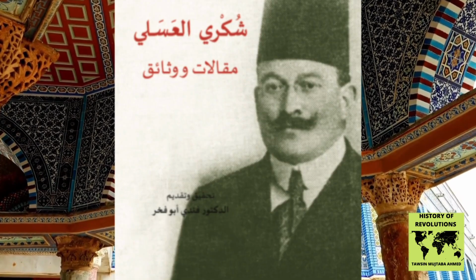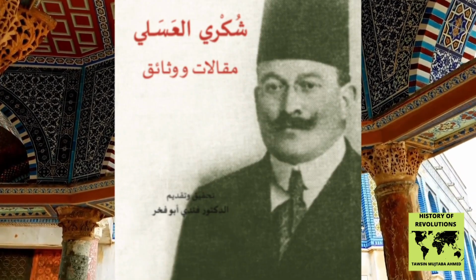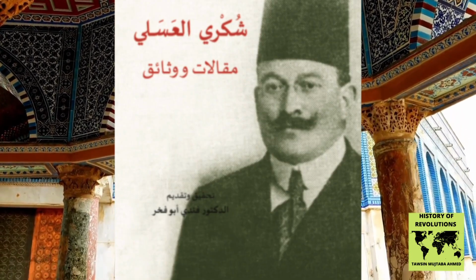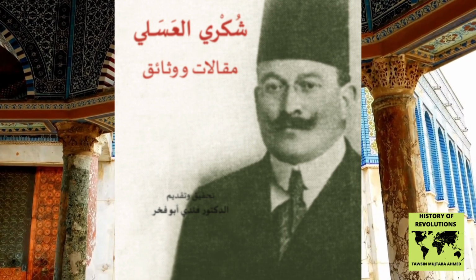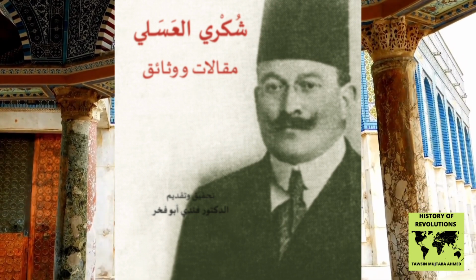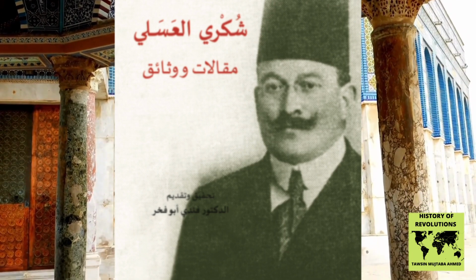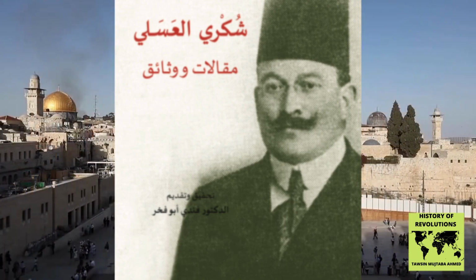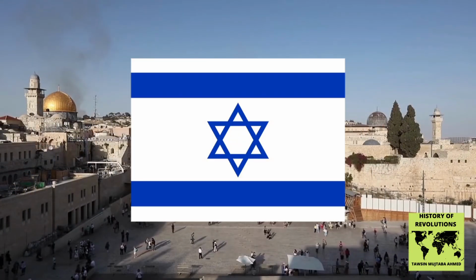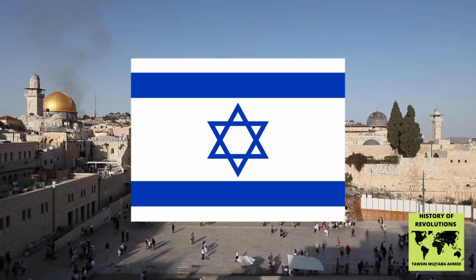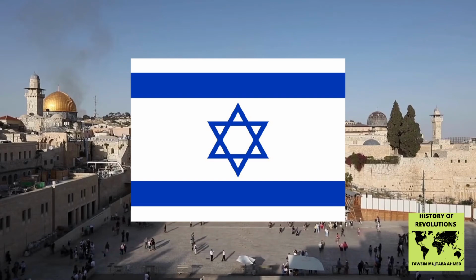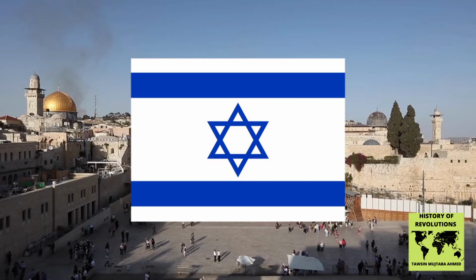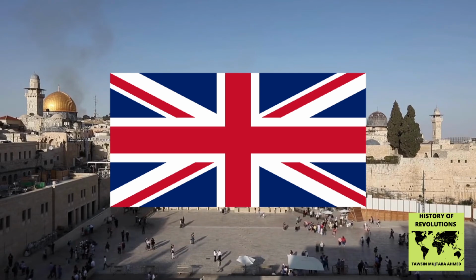However, Shukri al-Asali was eventually executed by the Ottoman government. Therefore, the last flame of Ottoman resistance to the Zionist project was extinguished. The Zionists eventually began to gain control of Palestine after the collapse of the Ottoman Empire and the British occupation of Palestine in 1917.